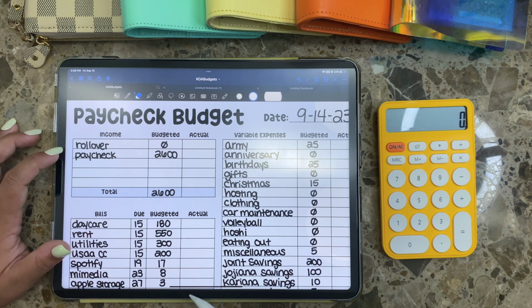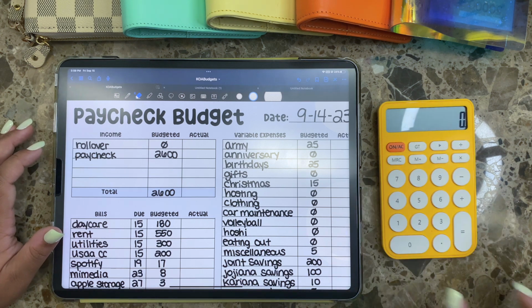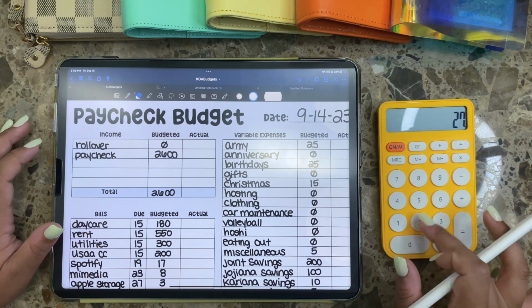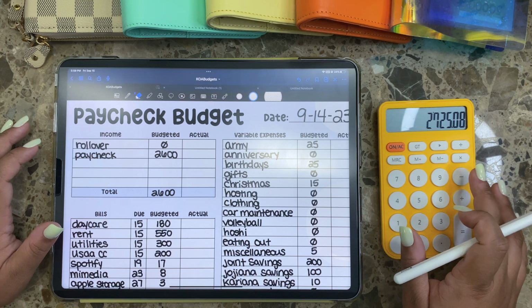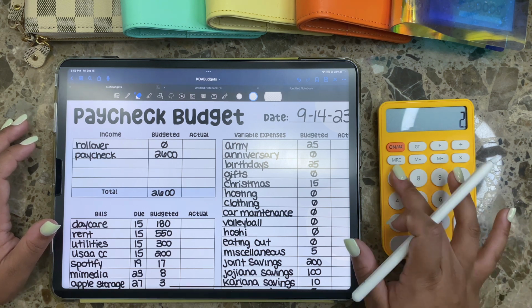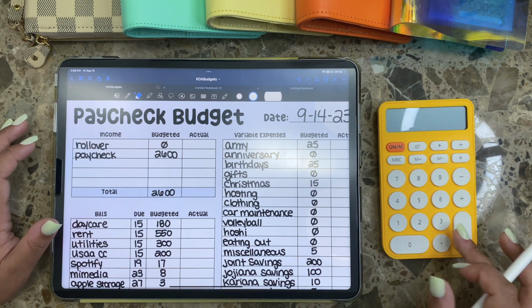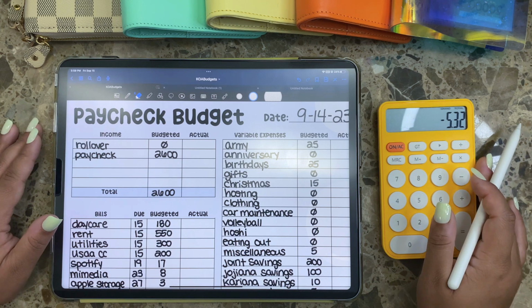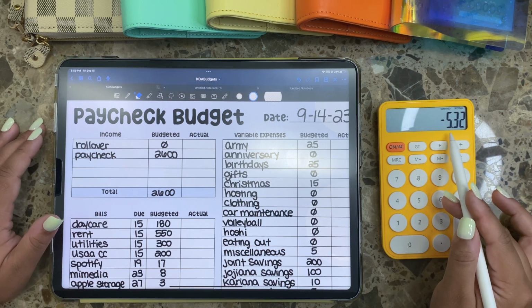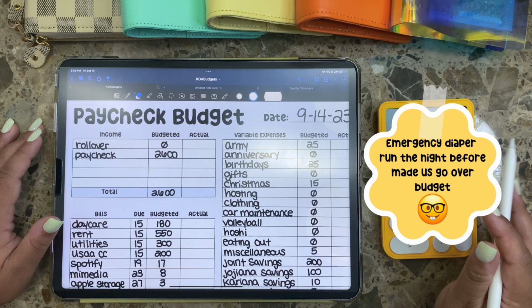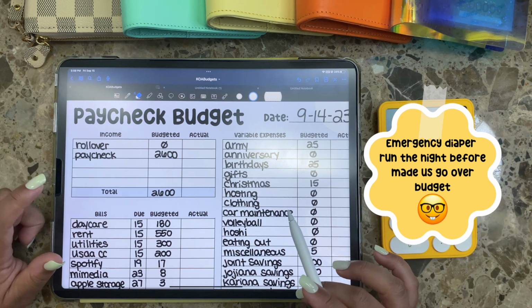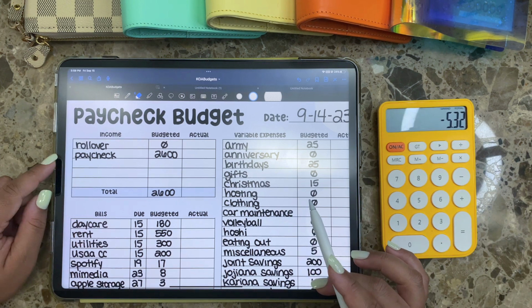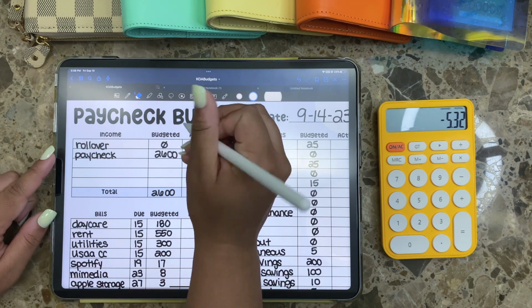The way you calculate the rollover is you take the amount that is in your bank account, subtract the paycheck, and that is your rollover. In our instance, we were over budget $5.32, but it is okay because our paycheck actually came out to be more than what I budgeted for. So we'll fill that in the rollover.